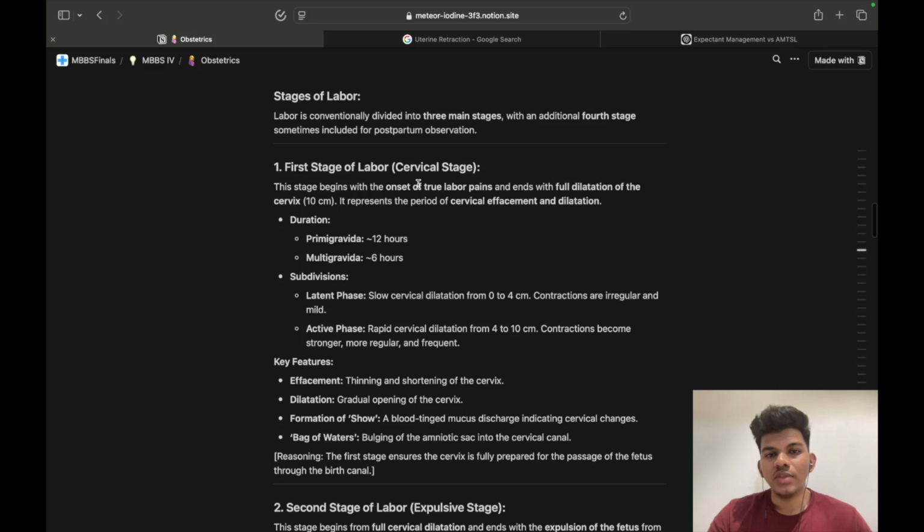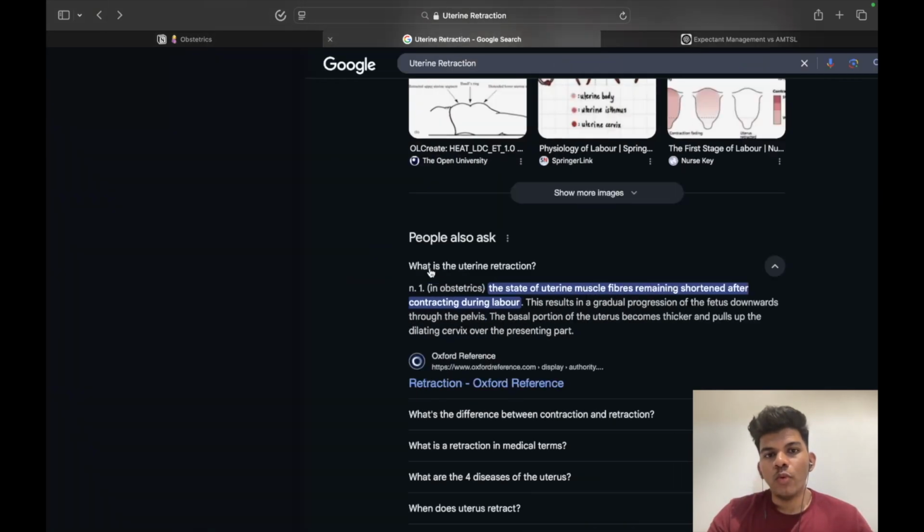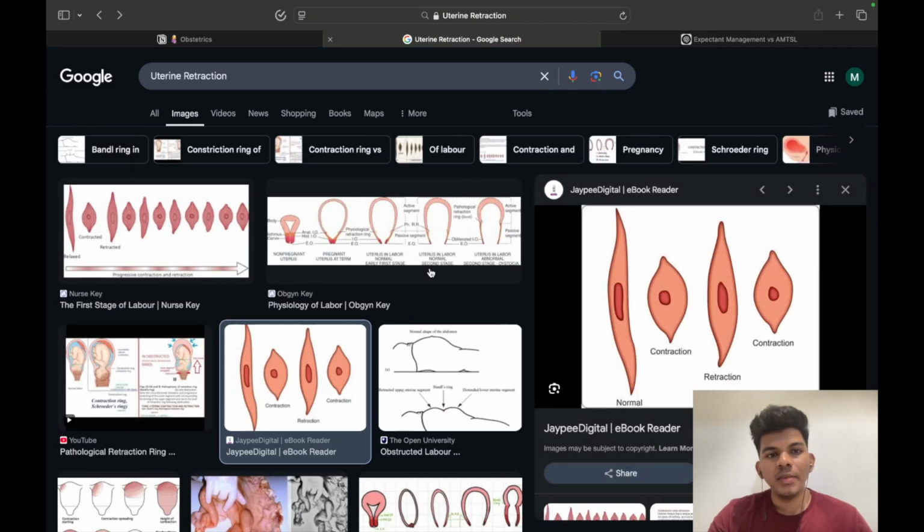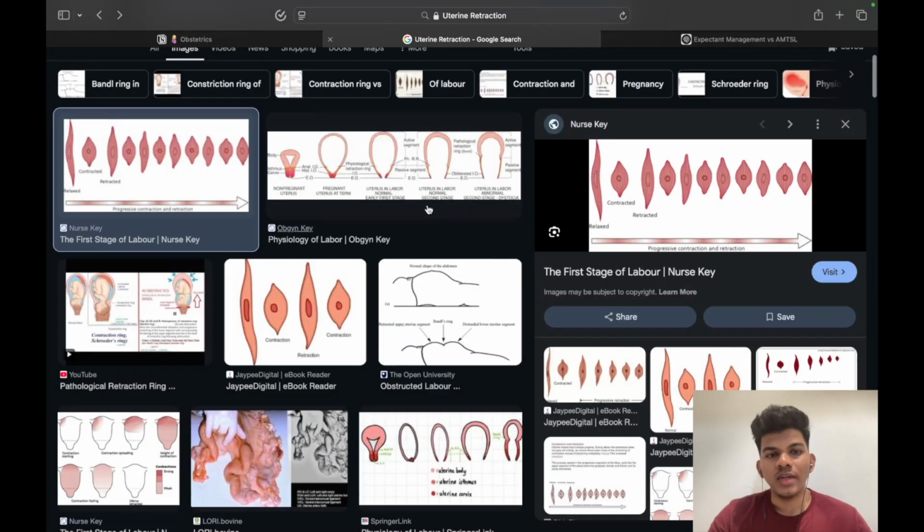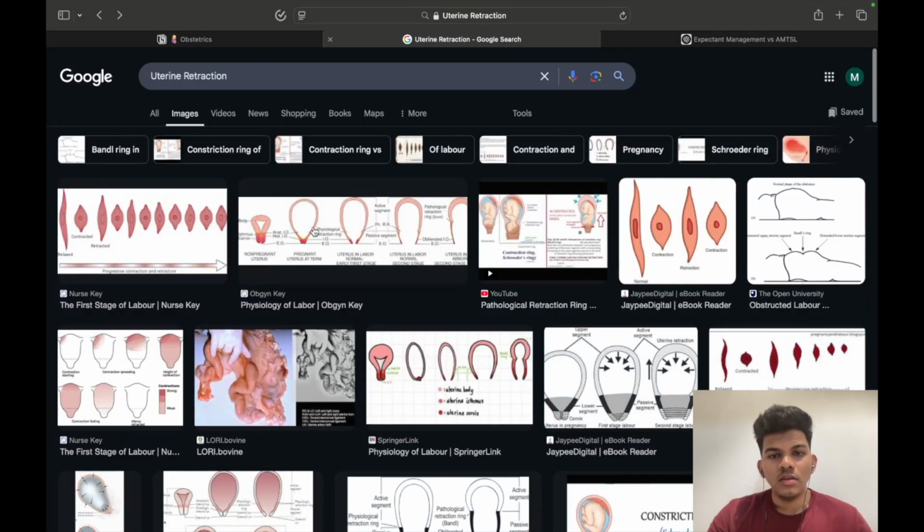So the cervical stage starts with true labor pain and ends with full dilatation of the cervix. The cervix should dilate, right? You want the baby to come out through the cervix. If the cervix is not dilated, what will happen? The baby will stay inside.